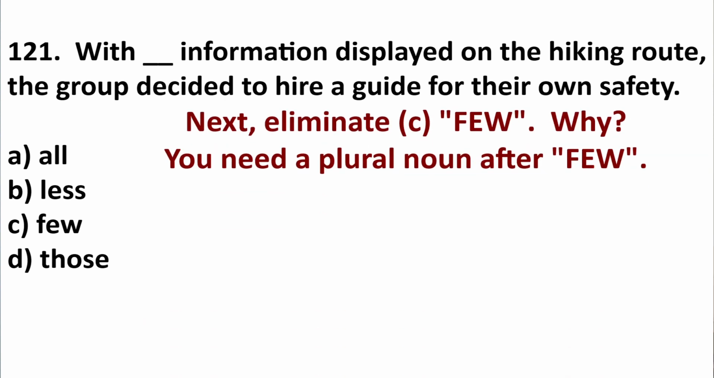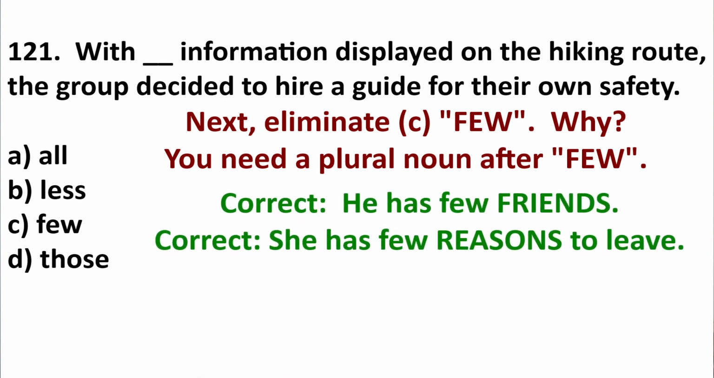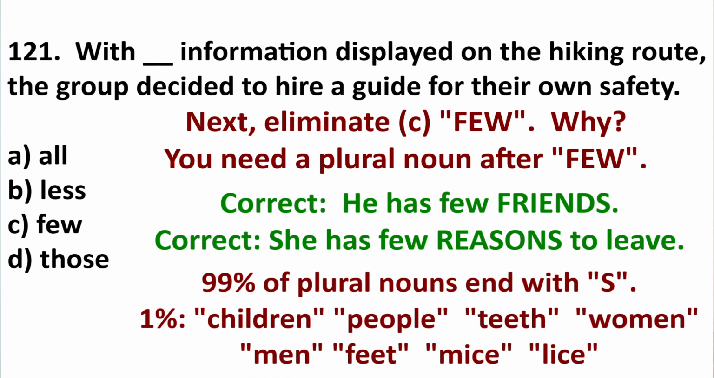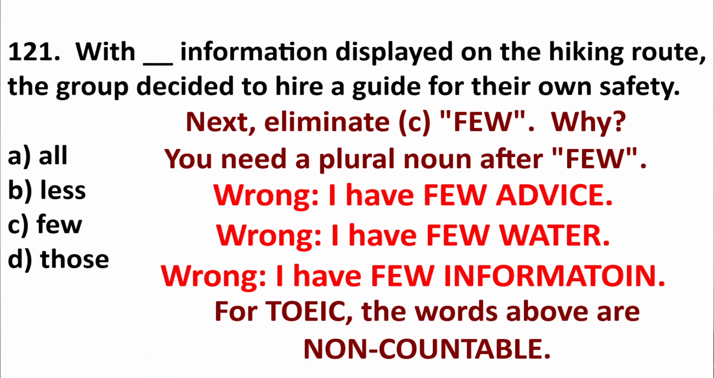So next, let's eliminate C. After few, you need a plural countable noun. For example, he has few friends. She has few reasons to leave. Notice they end with S, and most countable nouns end with S if you make it plural. But if I say I have few advice, this is incorrect because advice is non-countable. If I say I have few water, this is incorrect because water is usually non-countable.